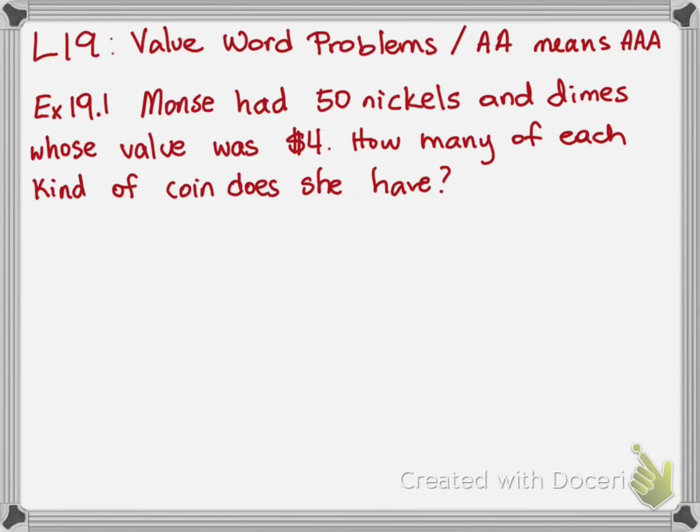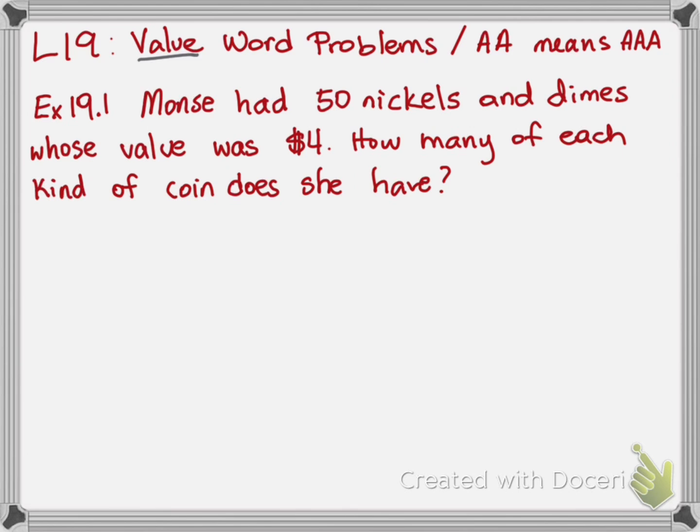Lesson 19, Value Word Problems, and AA means AAA. So as you can see in the title, the word problems that we're going to be looking at are about value. So when we read the problem, we have to think about what information is given about value and what information is given about quantity. So let's look at this first example.